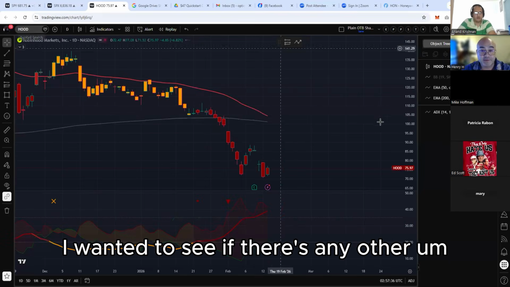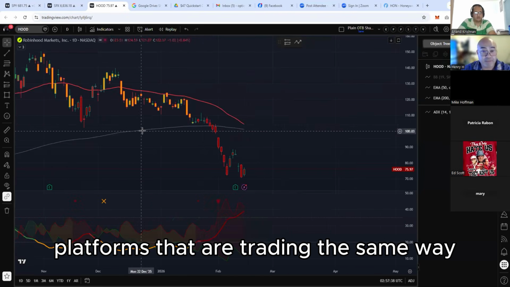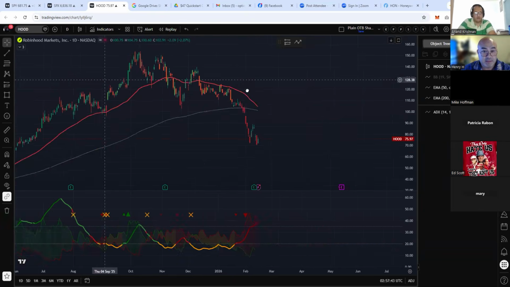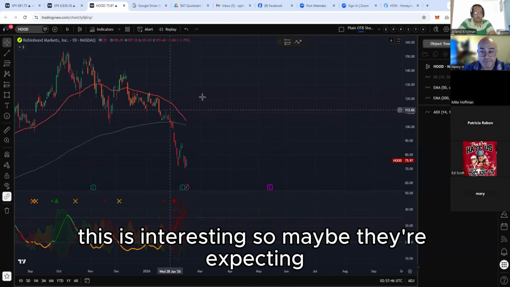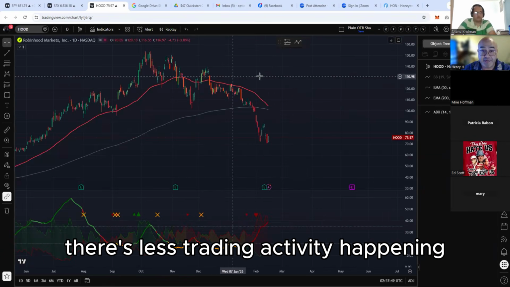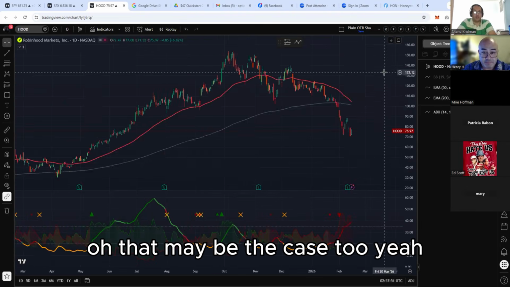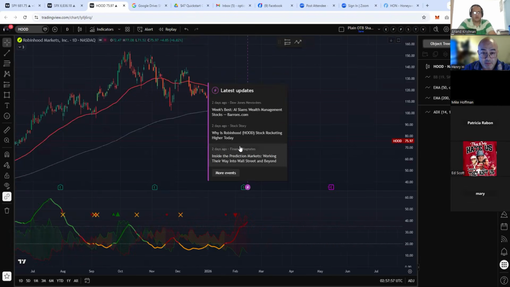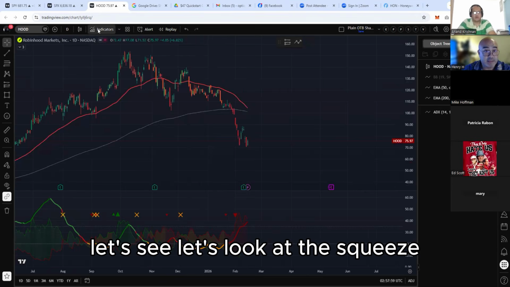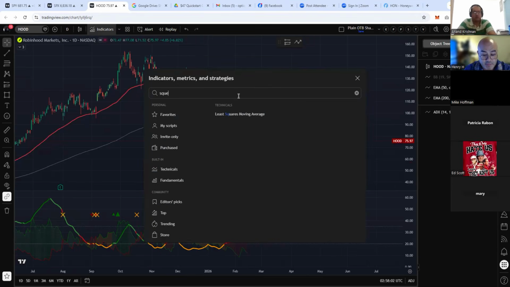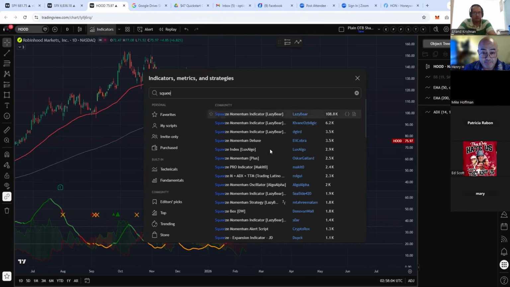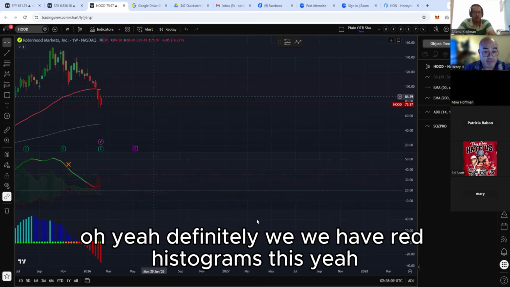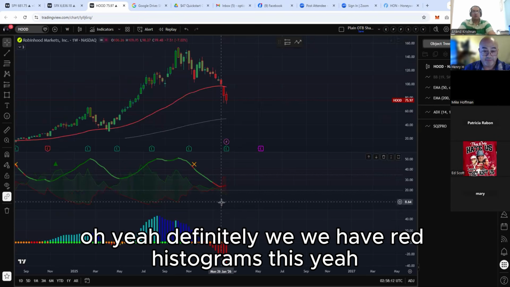I wanted to see if there are any other platforms that are trading the same way. So we have negative ADX, this is interesting. Maybe they're expecting less trading activity to happen. That may be the case too. Let's look at the squeeze. The squeeze could be telling us something on the weekly. Yeah, definitely, we have red histograms.